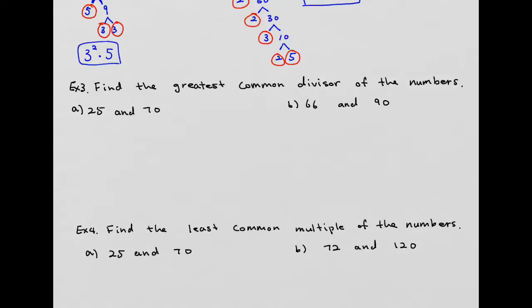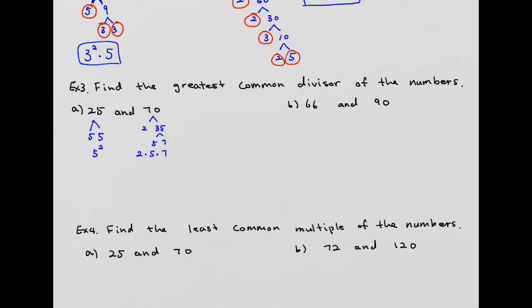Example 3, we're going to find the greatest common divisor. So in order to find the greatest common divisor, we're going to, again, use the factor tree. So this is going to be 5 times 5, both numbers being prime, will be 5 squared. That's how you can write it, right? And for 70, it will be 2 times 35. That's 5 times 7. So 70 is 2 times 5 times 7.